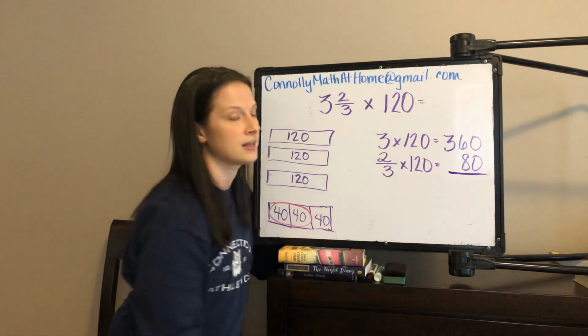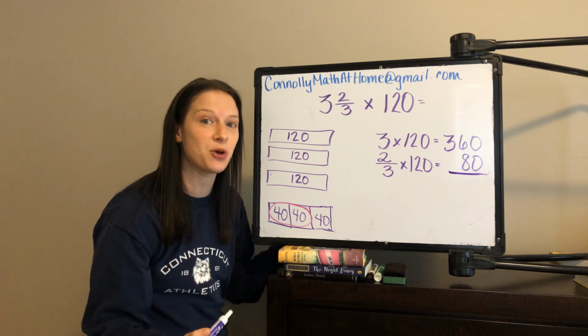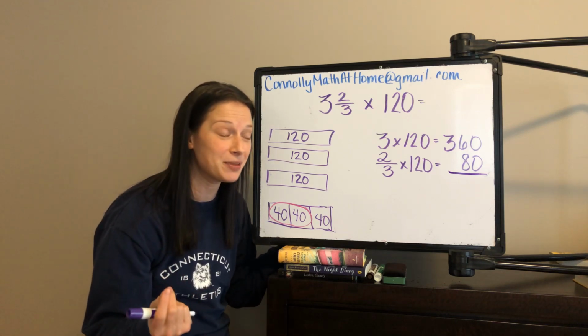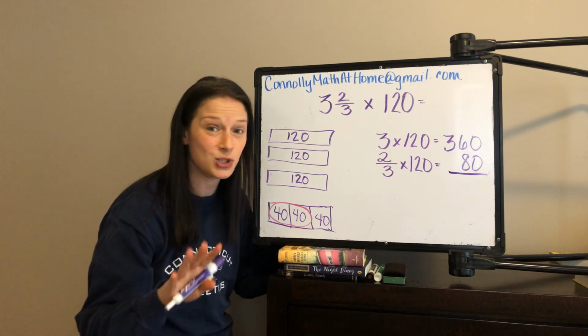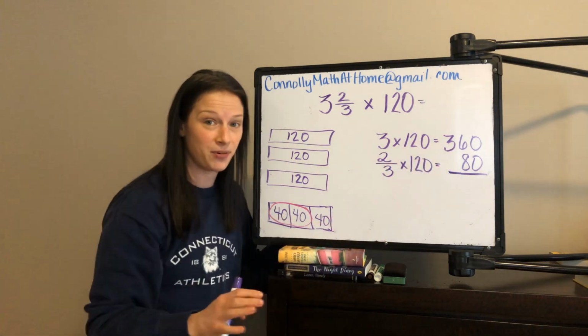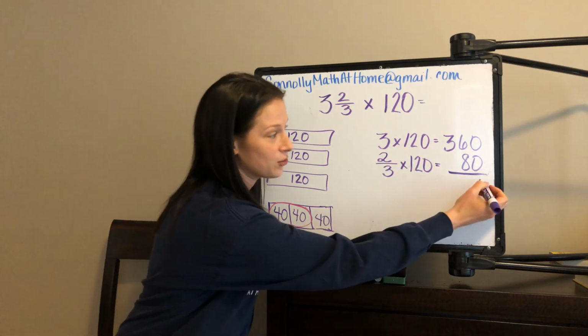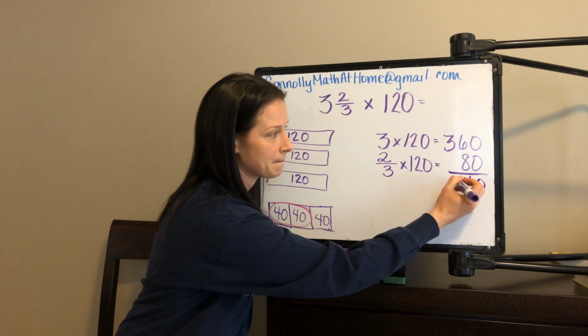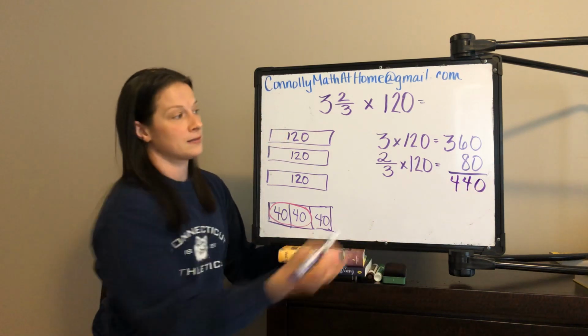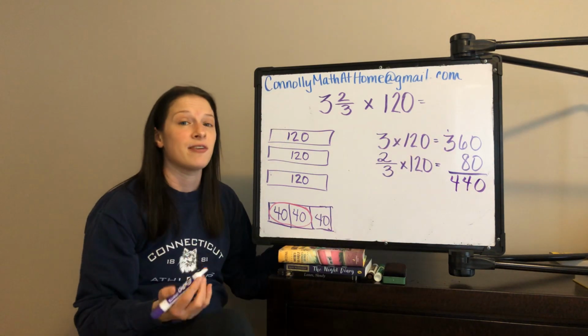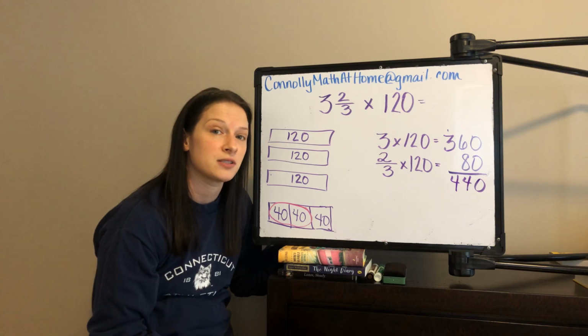And then, just like with whole numbers, if you keep one number whole and break up the other one into place value or two other ways, you're going to add your subproducts. Okay? So we add these up. Sorry, that would have been there. And we get 440 kilometers.